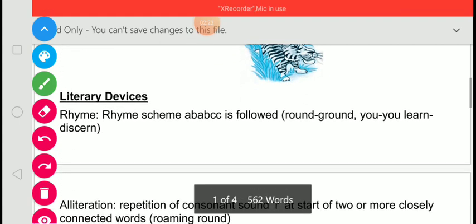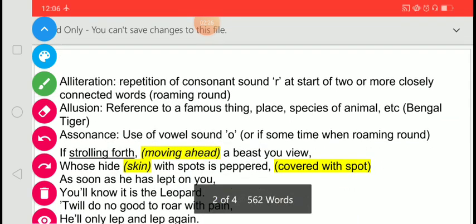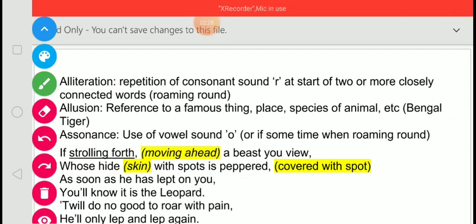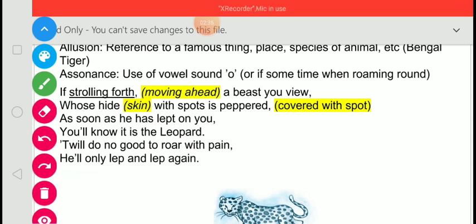After this, she says that if the reader meets an animal that has black spotted skin and at once jumps on you, then it means that the reader has met a leopard. Moreover, she says that if one cries out in pain, it may be of no use, as the leopard will not stop attacking him.